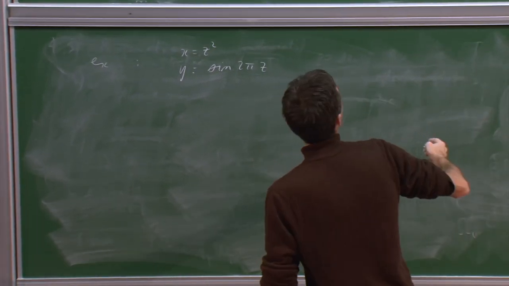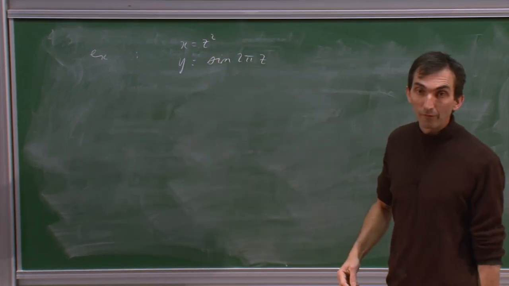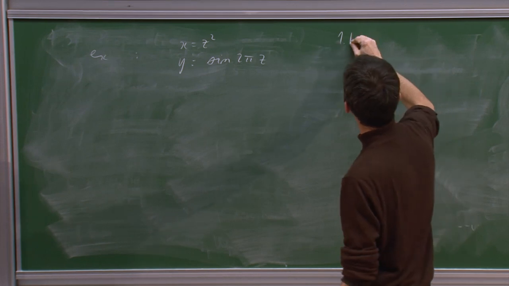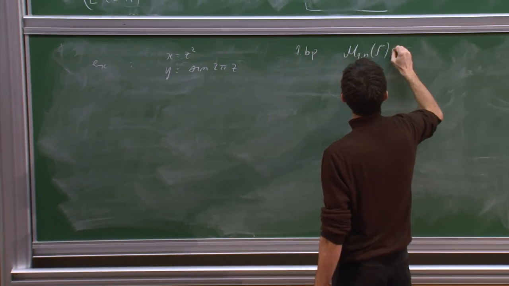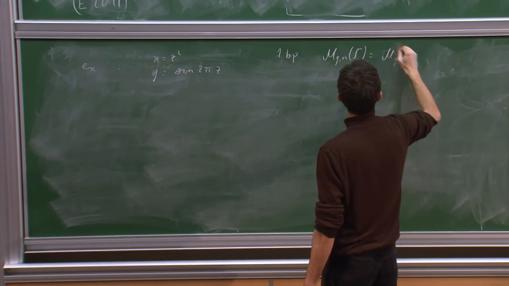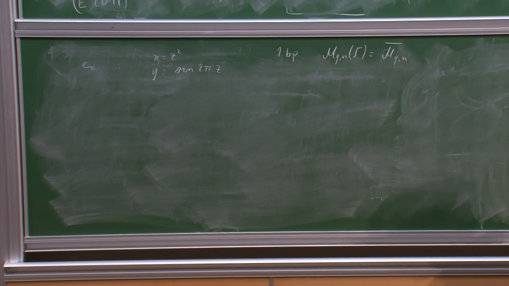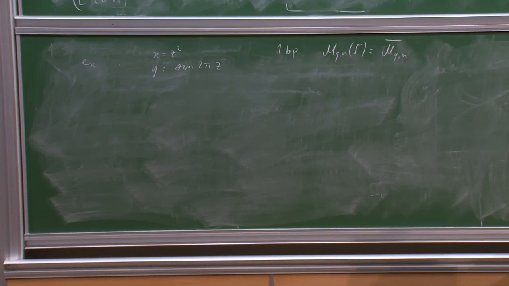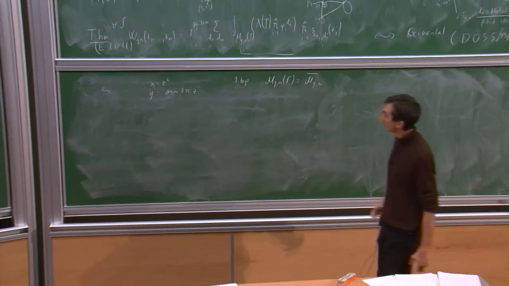Take that curve. There is only one branch point, which is at z equals 0. So there is only one branch point, which means that our MGN of s is just the standard MGN bar. There is only one color, there is nothing you can do. And all the b hat k's are vanishing in that case also.